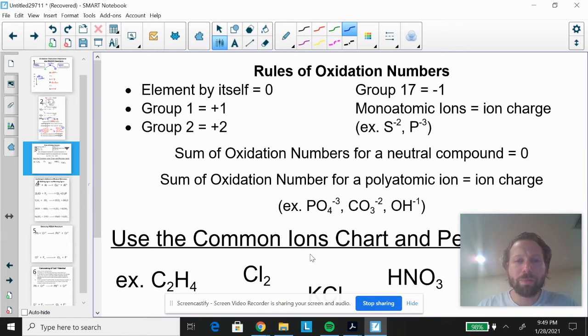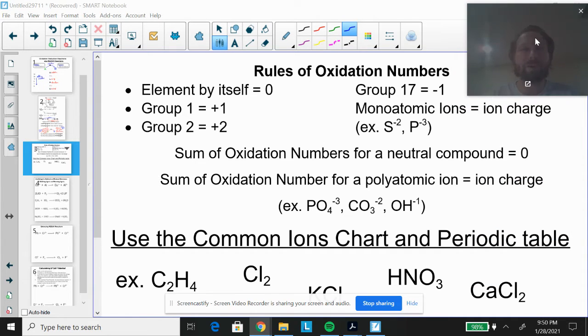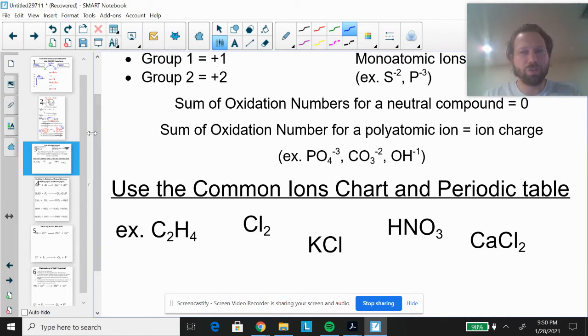So going back to this for a second, the last part of this is that the sum of the oxidation numbers for a neutral compound is 0. And so if you have a compound like on the bottom here, all of these compounds that I gave you are neutral compounds. Not all compounds are neutral, but for our sakes in 10th grade chemistry, we're going to give you just neutral compounds. So that means that all of the charges of each of the individual elements within a molecule are going to add up to 0.